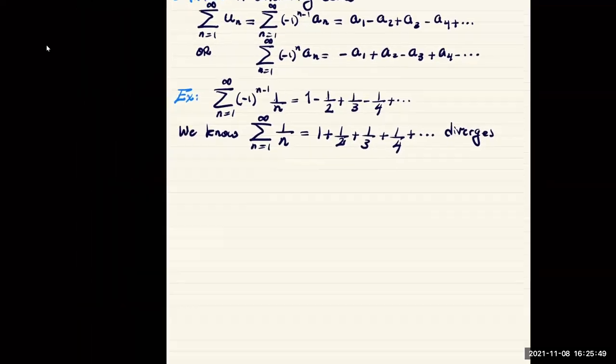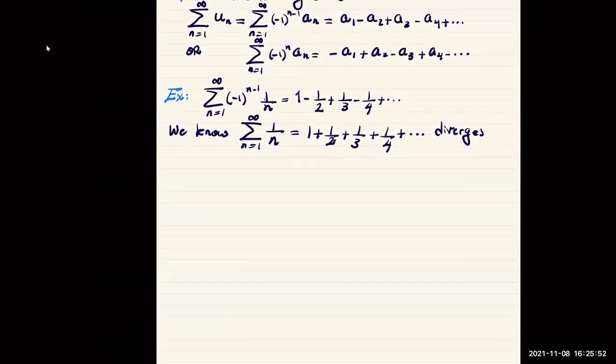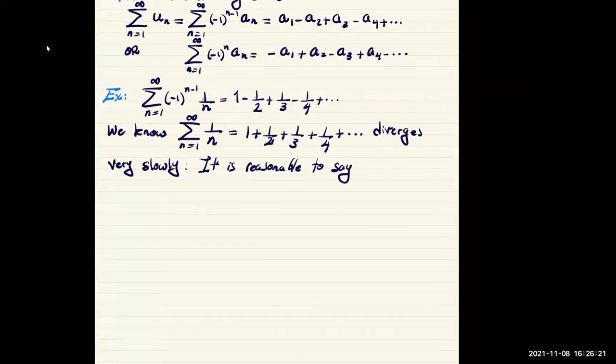Okay, and again, it diverges very slowly. Remember that problem we did? If you have a supercomputer that you run for 14 billion years, this series barely gets to, like, what was it, 60, something like that. It doesn't grow much. So it diverges very slowly. So it is reasonable to say that the alternating form of it converges.